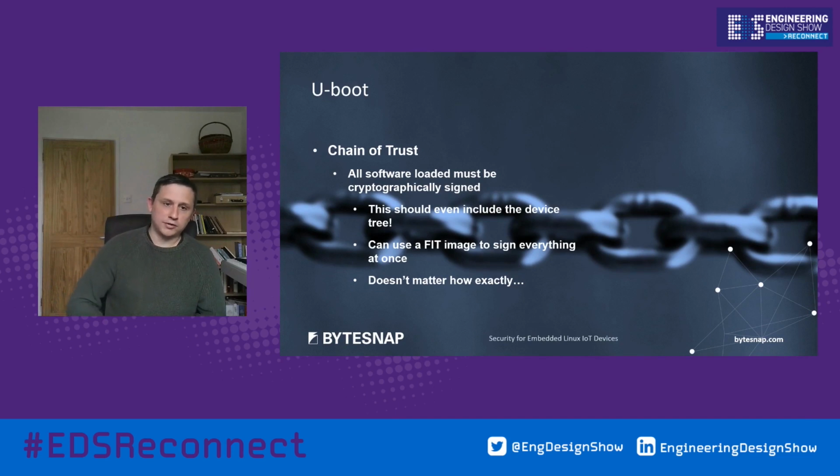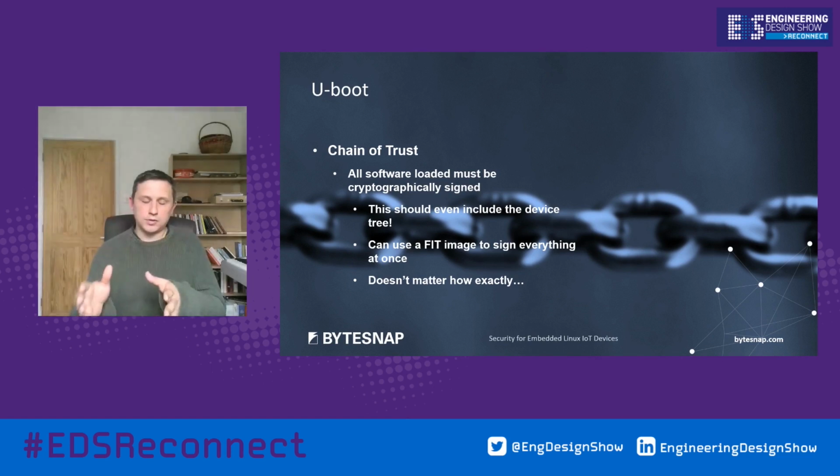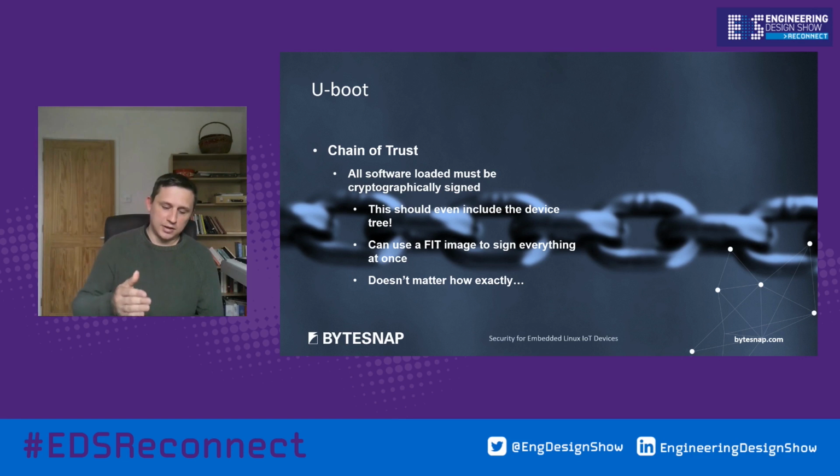So chain of trust, as mentioned previously: every piece of software that runs on your device needs to be signed by a previously trusted piece of software, which is what's called the chain of trust. That means the bootloader needs to sign everything that comes after, which will be your kernel, your device tree, and your RAM file system.